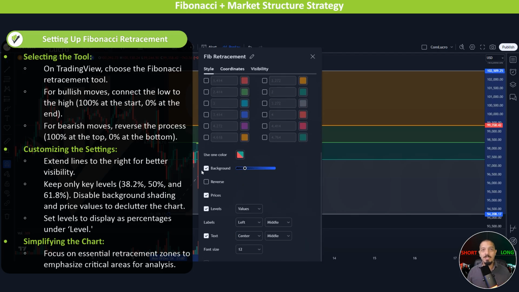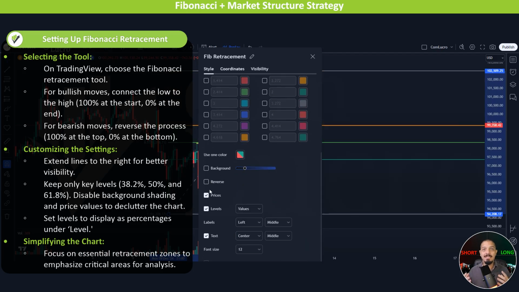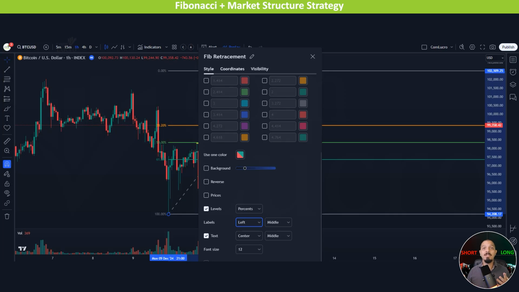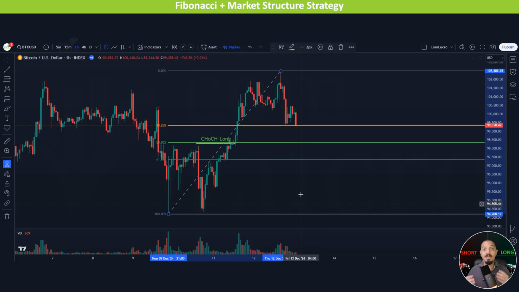Turn off the background shading to declutter the chart and disable the display of price values to maintain focus. Lastly, make sure the levels are displayed as percentages by selecting % under the level section. This setup simplifies your chart, emphasizing the most critical areas for retracement analysis.